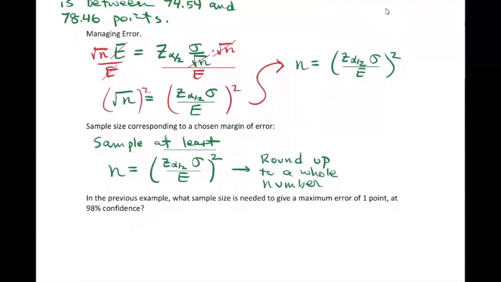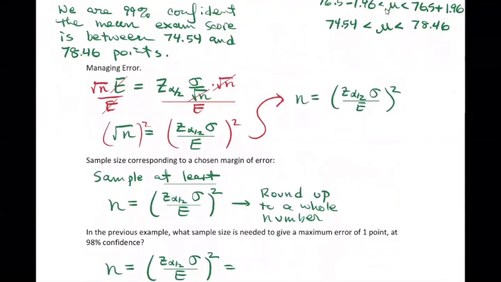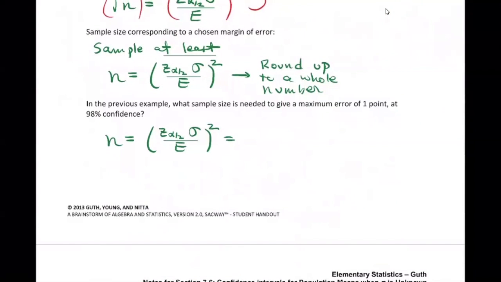So in the previous example, it's saying, well, what sample size would we need to get a maximum error of 1 point? Okay. So this guy here tells me the sample size for a chosen margin of error. I think I'm still doing, oh, did the confidence level change? It did. So here our alpha is 1 minus 0.98 this time, not 0.99. So this is a 0.02.